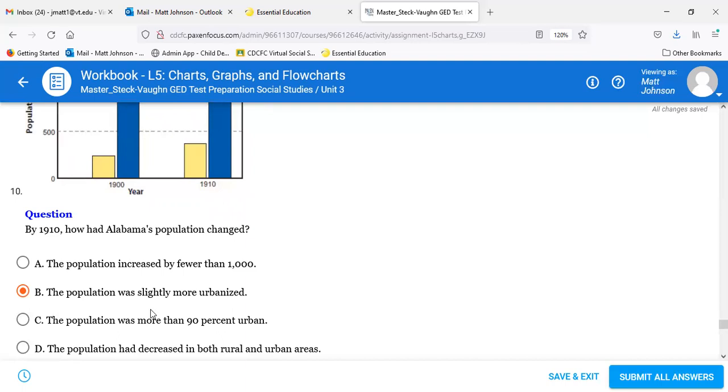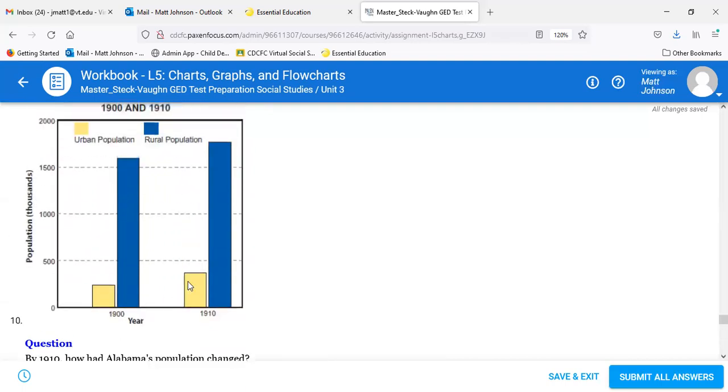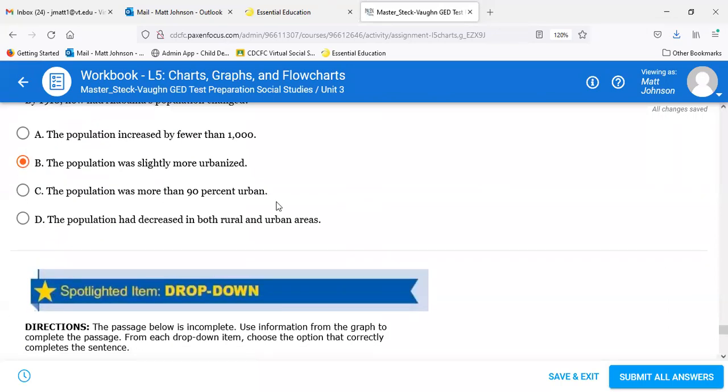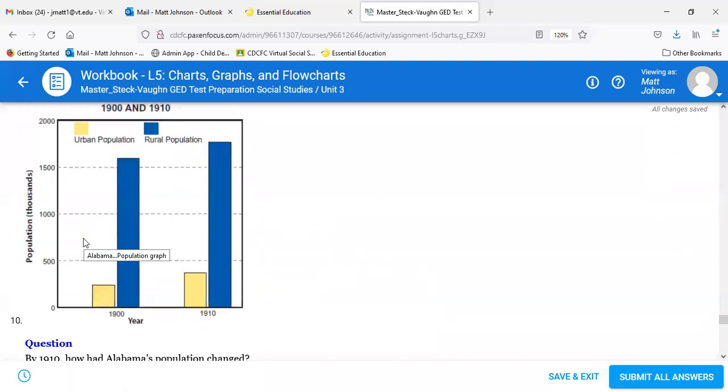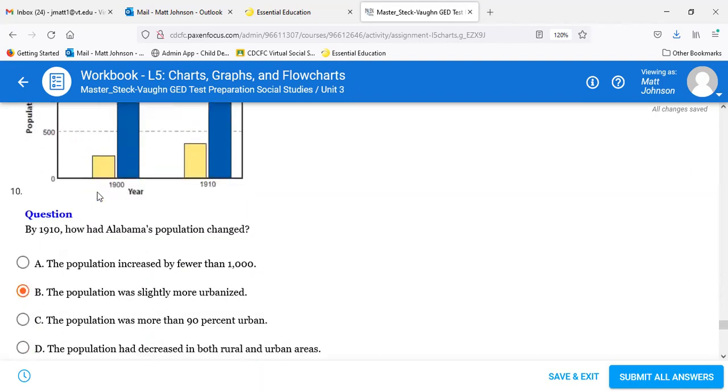And then C, of course, we know that it's not anywhere close to 90%. It's way, way more rural than it is urban. So that's incorrect. And then finally, the population had decreased. Well, it did increase, right? It increased about the same for each. It increased a little bit for urban and a little bit for rural. So there was no decrease over that time. So number 10's B.